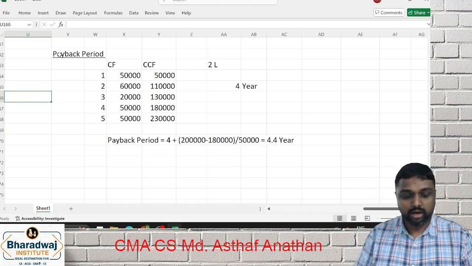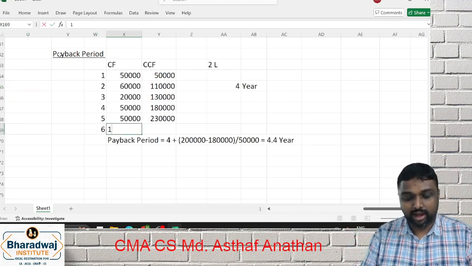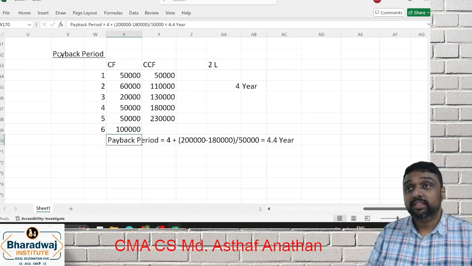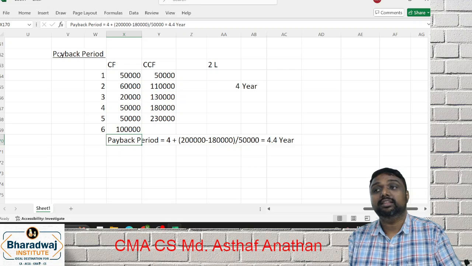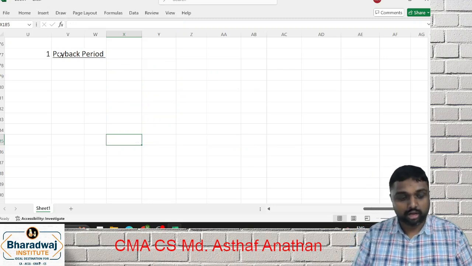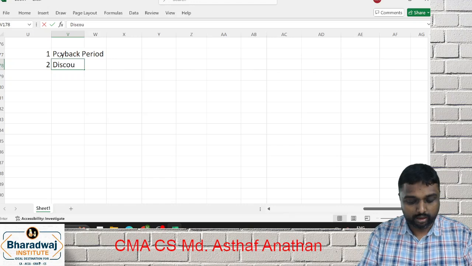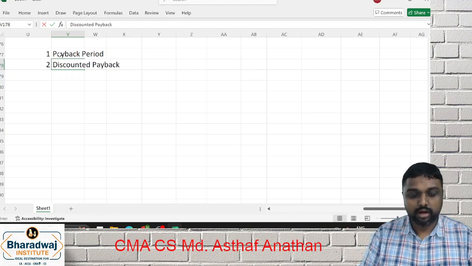See, the point is, if in the sixth year you are getting 1 lakh, it doesn't consider it. The cash flow after the payback isn't considered. Another limitation is that it doesn't consider the time value. In order to overcome that, we have the next method called discounted payback.